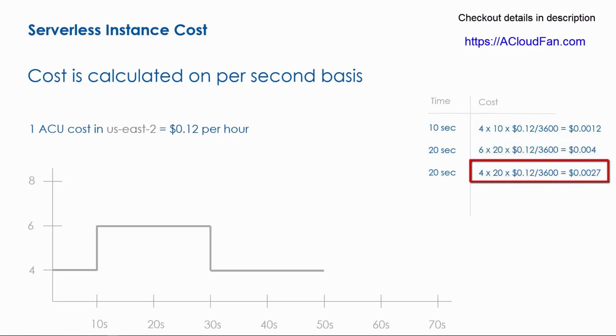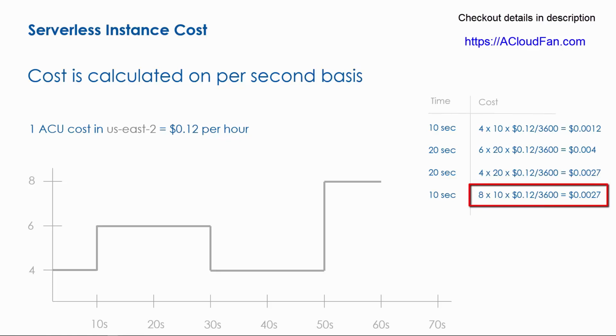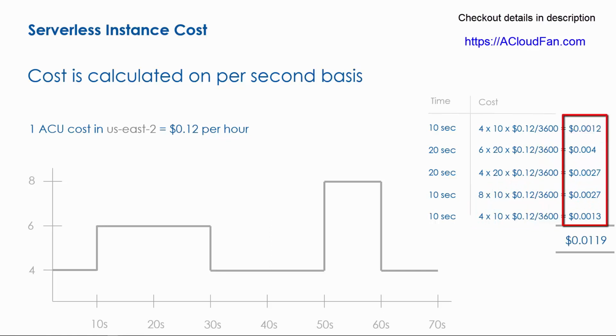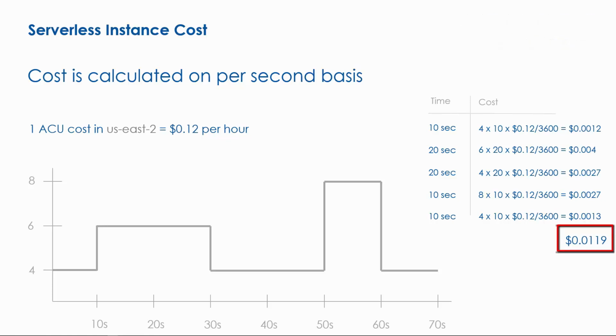Next 20 seconds, instance consumed 4 ACUs and then 8 ACUs for 10 seconds, and last 10 seconds, the instance consumed 4 ACUs. To get the operating cost of the instance for this period, we'll add up the cost of each of the intervals depicted in the graph. And so this is the cost of running the instance for 70 seconds with the specific load characteristics that I have depicted here.